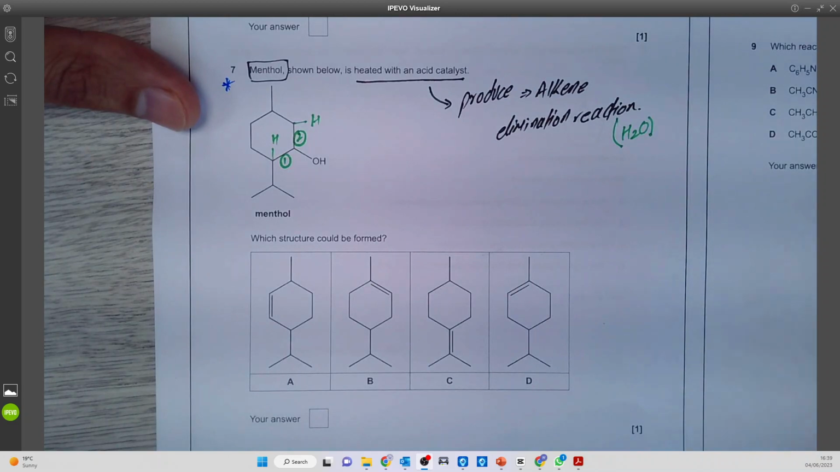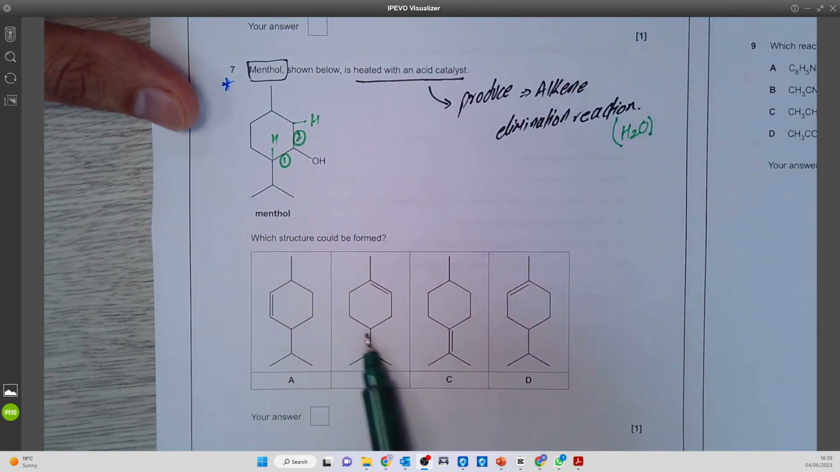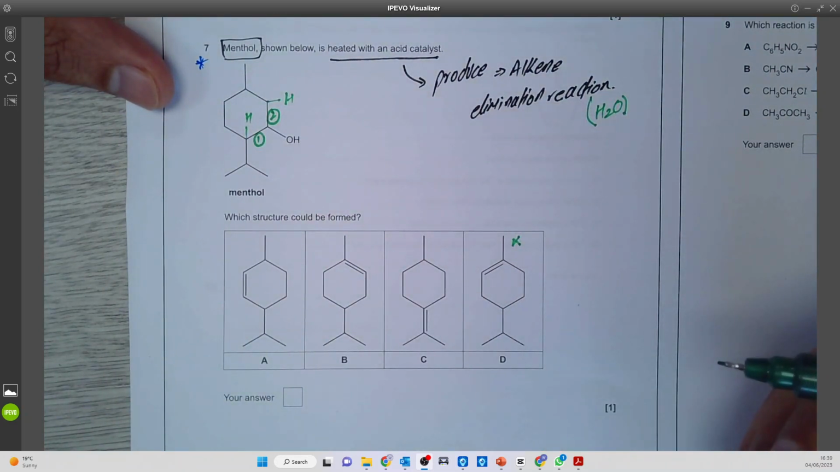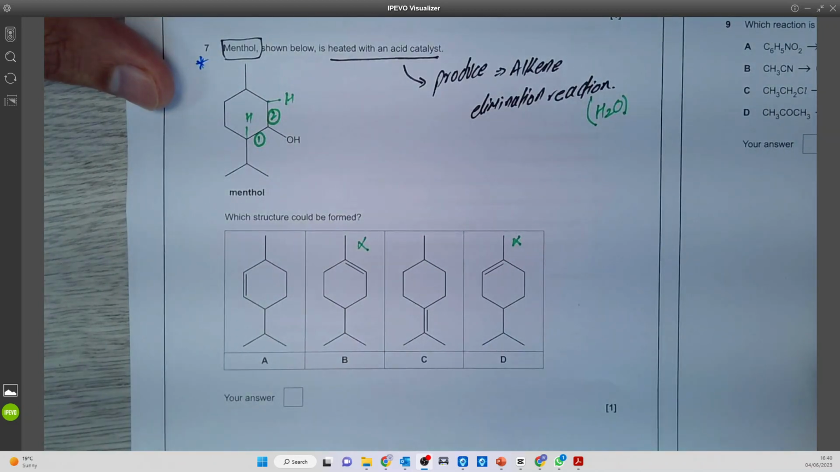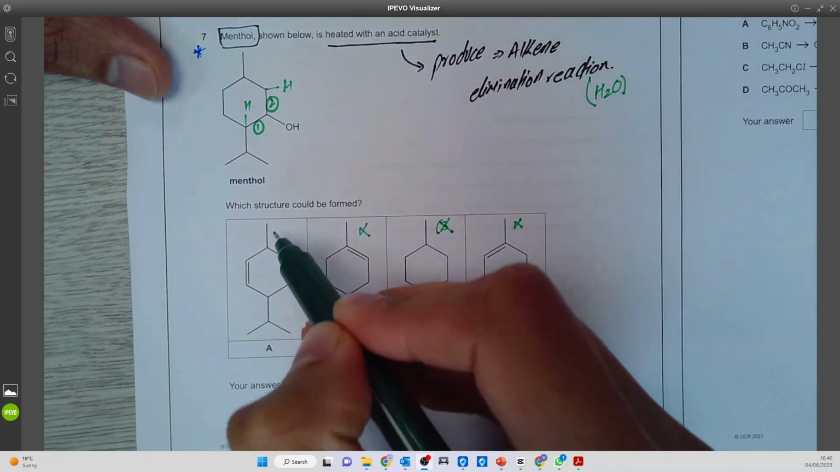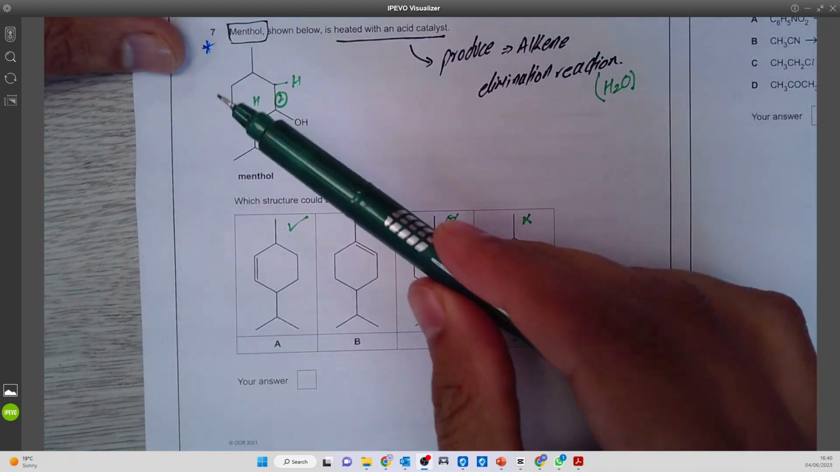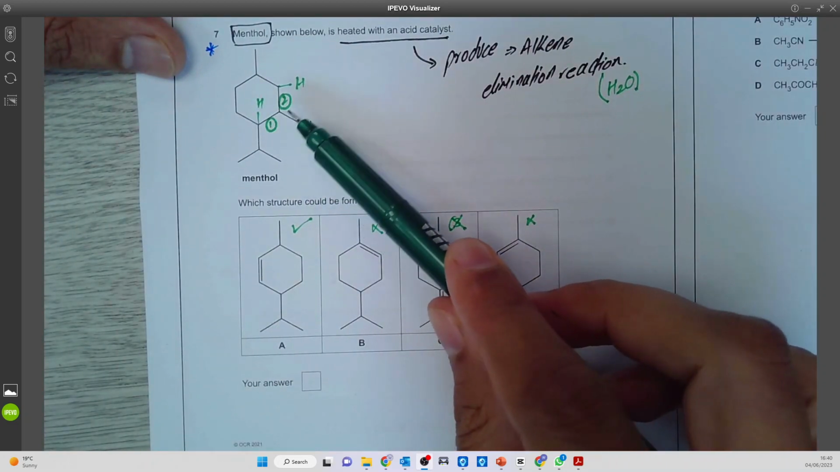Now let's see. We can see there are 4 structures given to us. 1, 2, 3, 4. Number 1 is not possible, number 2 is not possible, and this one is not possible. This is the only option that's left. But like I said, the only option where you can have a double bond is either at location 1 or location 2.